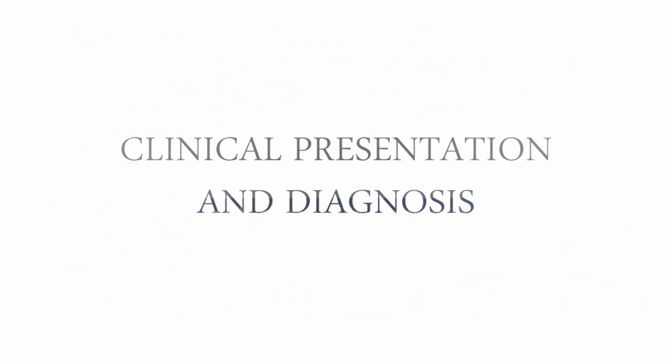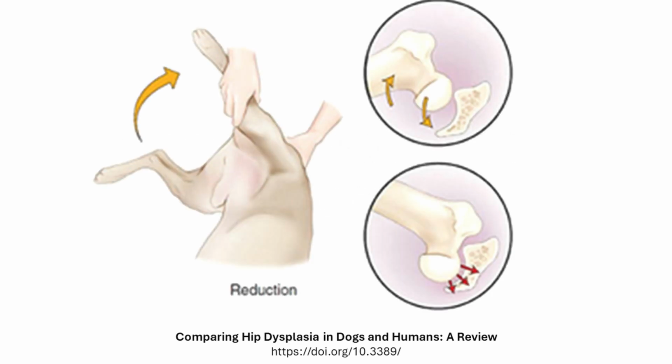Clinical presentation and diagnosis: dogs with canine hip dysplasia, CHD, typically present at two distinct ages, as young pups at 5 to 9 months old and as mature adults. Early signs may include discomfort on hip extension or abduction and a positive Ortolani sign. The Ortolani sign is a clinical test used to detect looseness or laxity of the hip joint.